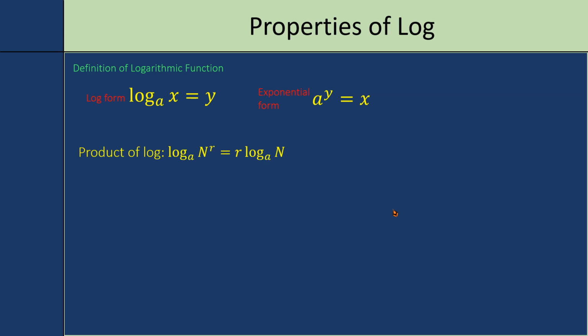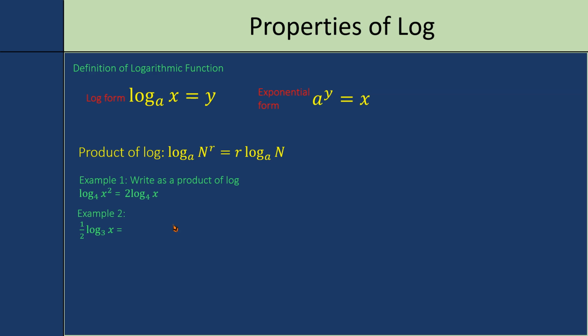And another important one here is the product of log. So if you have log base a of something raised to a power, you can bring that power to the front and multiply it. So r times log base a of n. And the example would be like if you have log base 4 of x squared, you can take that, the 2 goes to the front. Okay, so you have 2 times log base 4 of x.